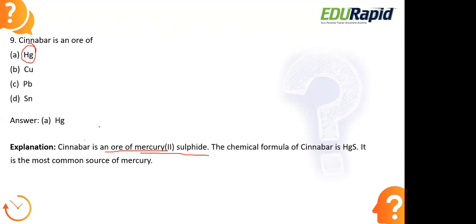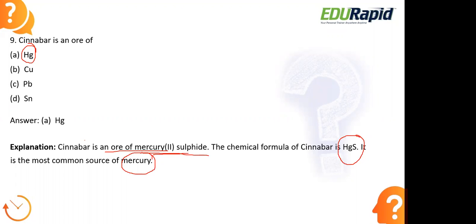Cinnabar is nothing but an ore of mercury sulfide, where there will be a high content of mercury. The chemical formula of cinnabar is HgS, mercury sulfide, and it is the most common source of mercury. We know that mercury is a poisonous element, right? It is a metal and it is very highly poisonous. So in cinnabar, there will be a high content of mercury.